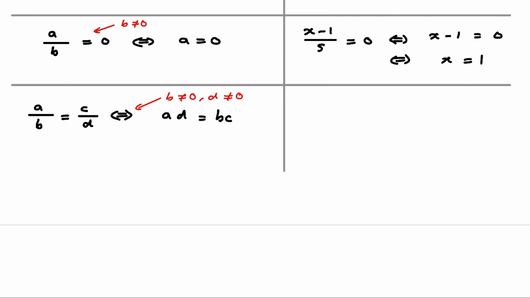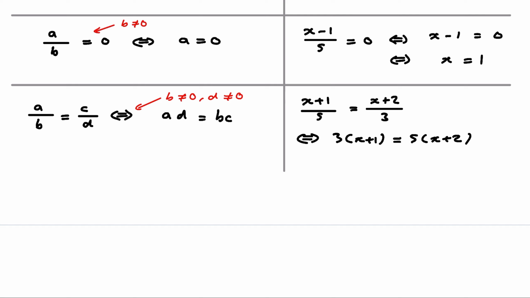So let's see this in action, in an actual situation. So we have x plus 1, let's say divided by 5, is equal to x plus 2 divided by 3. And imagine I want to find all x that do this. Okay, so this is if and only if what? Well, 3 times x plus 1 is equal to 5 times x plus 2. Very nice. So let's distribute these. 3x plus 3 is equal to 5x plus 10.